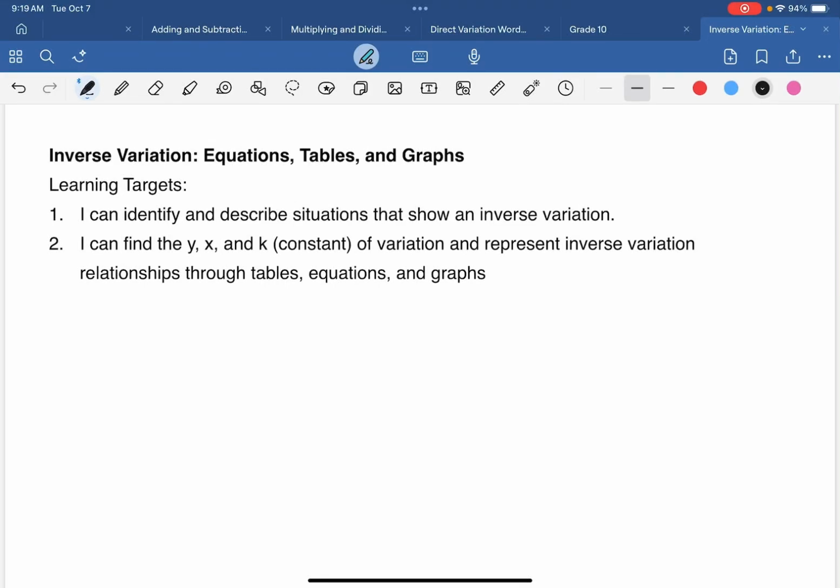Hello everyone. Today's lesson is about inverse variation involving equations, tables, and graphs. And here are the learning targets. I can identify and describe situations that show an inverse variation, and I can identify the y, x, and k as the constant of variation, and represent inverse variation relationships through tables, equations, and graphs.